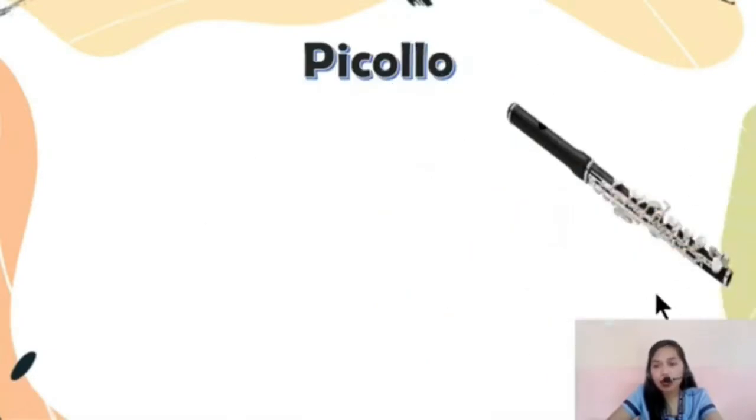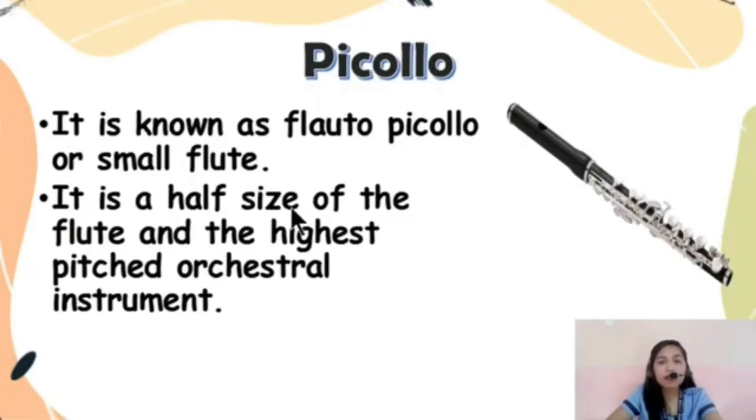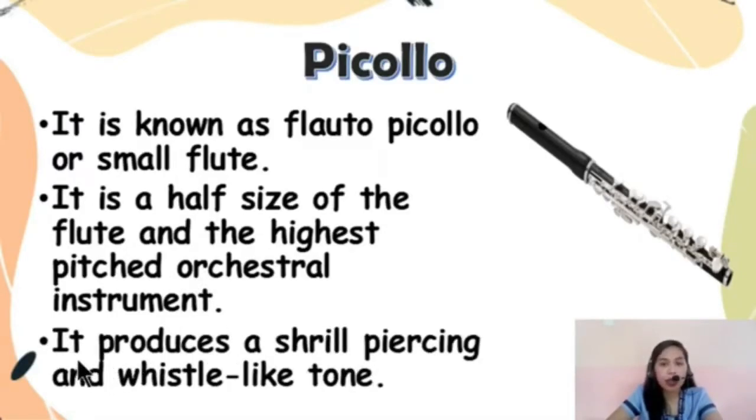An example of that is the piccolo, and this is what it looks like. It is known as flauto piccolo or small flute. It is half the size of the flute and the highest pitch orchestral instrument. It produces a shrill, piercing, and whistle-like tone.